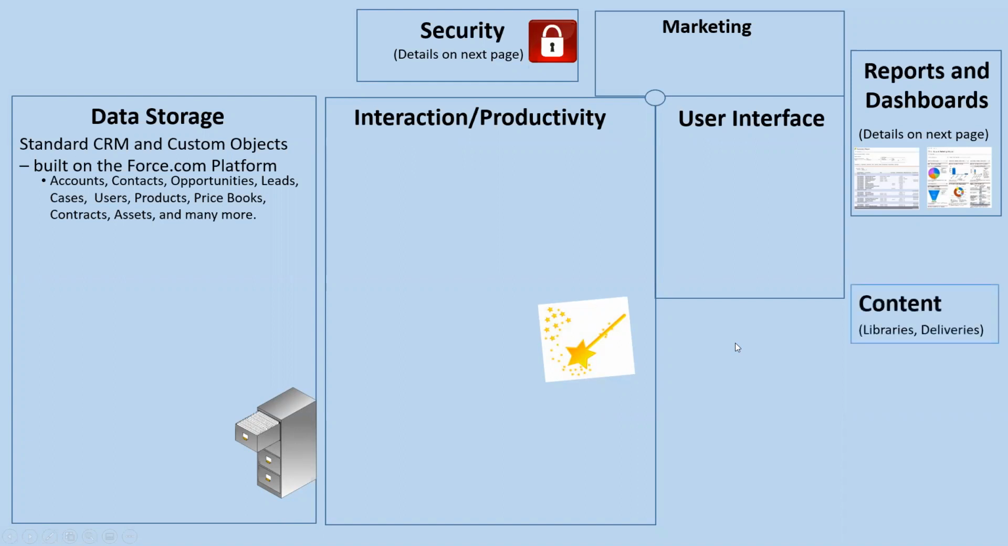And next we have content. This is a smaller topic, but an important topic if your organization uses content. This is the ability to create libraries of materials that you can put together into packages and send to a customer, for example, which they can then open and review, and you can see that they've opened and reviewed it. Files of information.